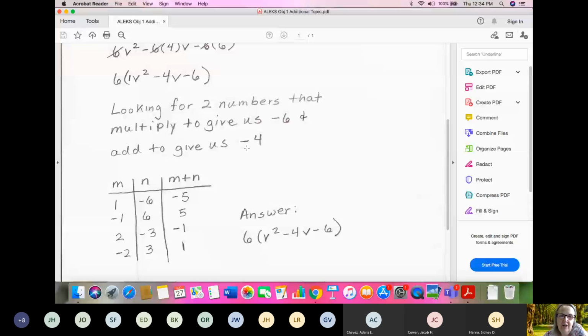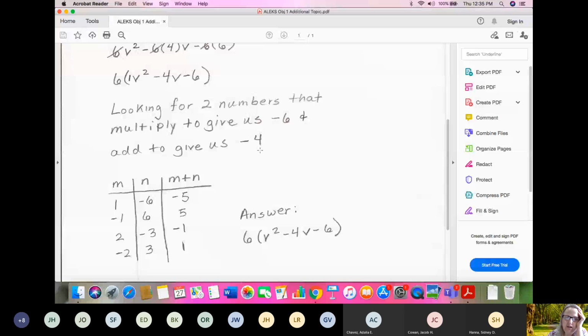So we want to start by looking for factors of 6. We want to look for two numbers that multiply to give us negative 6. So we're looking for factors of negative 6, really. Let's start with 1. We can write negative 6 as 1 times negative 6. If we add those together, 1 plus negative 6 is negative 5. Negative 5 is not what we want to get here. We want to get negative 4.